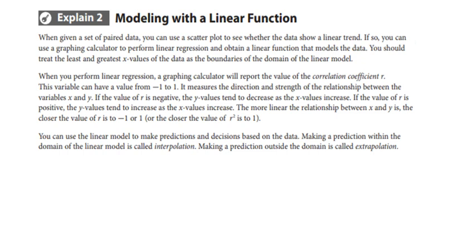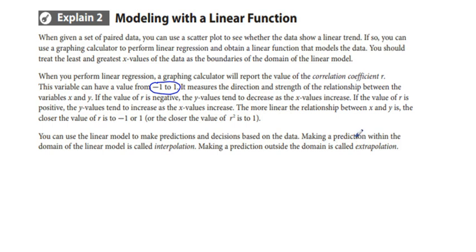Explain 2, modeling with linear functions. Okay, so now we're talking about something called a linear regression. Using a graphing calculator, we can make a linear regression with a correlation coefficient. That correlation coefficient R can be between -1 and 1. And so we can talk about that. We can use a linear model to make predictions and decisions based on data.